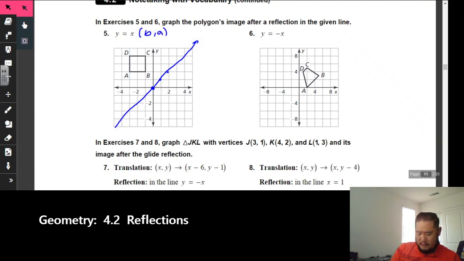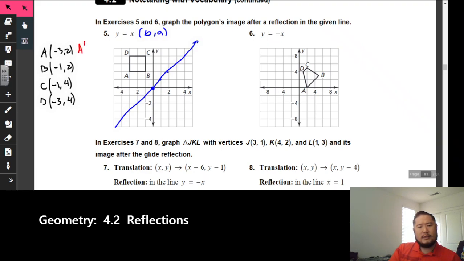So it's helpful right here to figure out, well, what are our points to start off with? All right. So I'm going to go ahead and write down my points first to make things a little bit easier, right? So we have A is going to be at, looks like, negative 3, 2. B right here is at negative 1, 2. C is at negative 1, 4. And D is at negative 3, 4. So all we need to do to find the image points is switch things around.